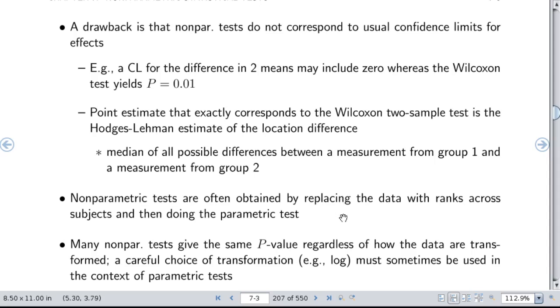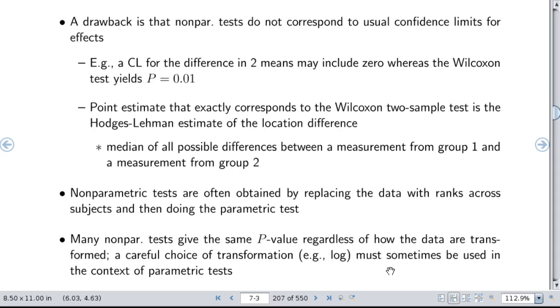Now, it's a nice thing that you can often derive and calculate accurate p-values to get a nonparametric test by replacing the raw data with ranks across subjects and then doing the regular parametric test on those ranks. That works for the two-sample t-test to the Wilcoxon test, not really for the one-sample test. And as I mentioned before, many nonparametric tests will give you the same p-value regardless of how the data are transformed, so you don't have to make a careful choice of a transformation like you do with a parametric test.